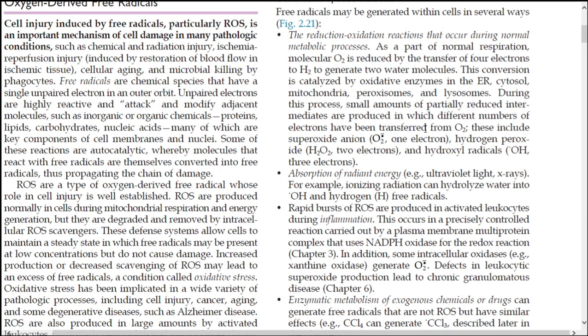So during this process, small amounts of partially reduced intermediates are produced. During the formation of two water molecules, the steps involved require different numbers of electrons to be transferred. Intermediates are produced containing different numbers of electrons transferred from oxygen. These may be superoxide anion, which has one electron and is a free radical, hydrogen peroxide with 2 electrons, and hydroxyl radicals having 3 electrons.